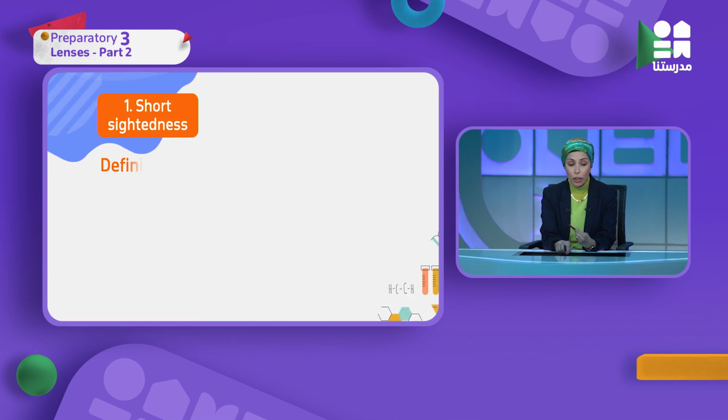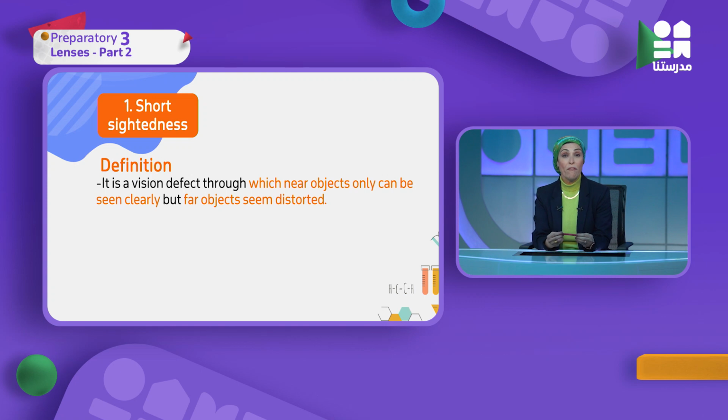As I explained before, the shape of the eye. Let's see what the definition of short-sightedness will be. Short-sightedness is a vision defect. You have to start your answer to the question with: it's a type of vision defect through which we can see near objects only. If I put something near to me, I can see it. But if I want to see a sign of the bus or a number of something far from me, I can't see it very well. This is called short-sightedness: I can see near objects but not far ones.